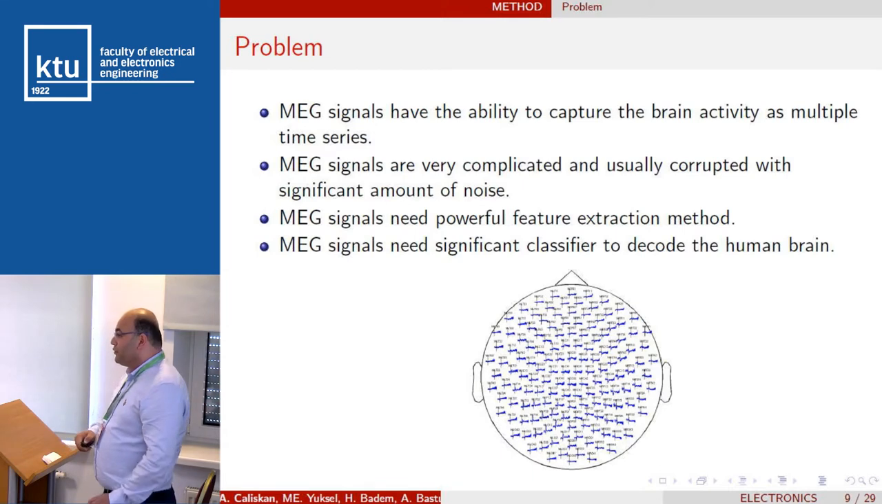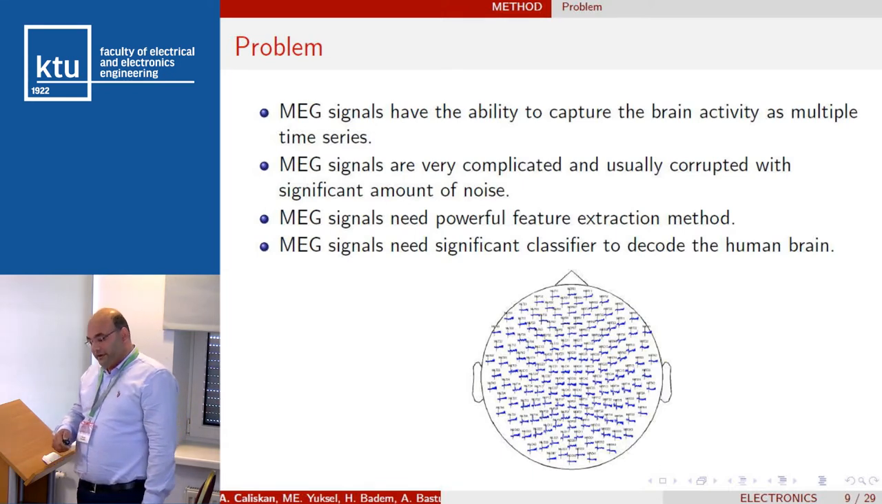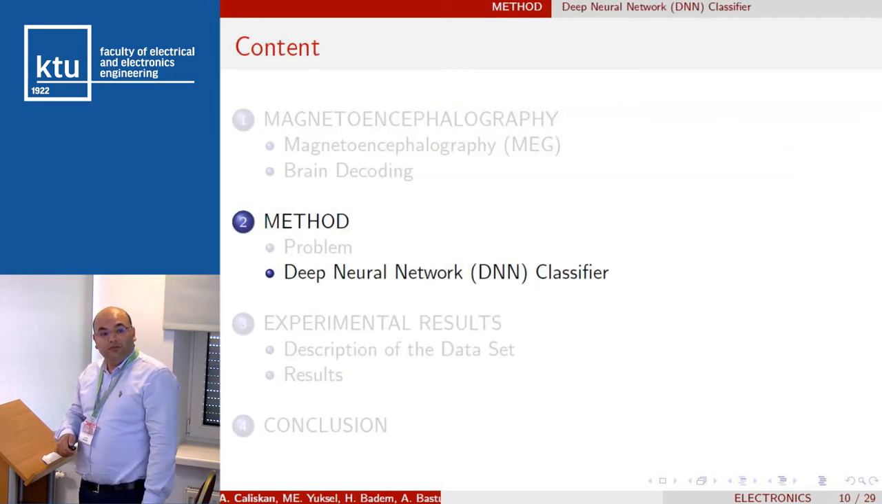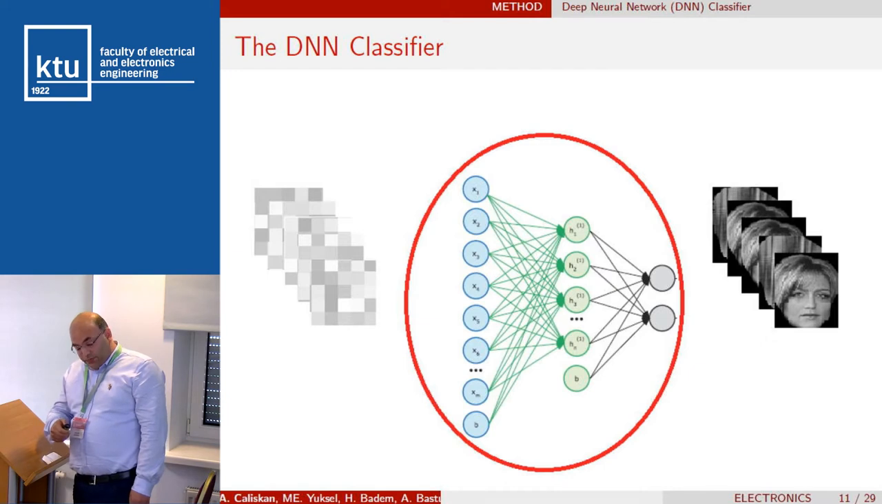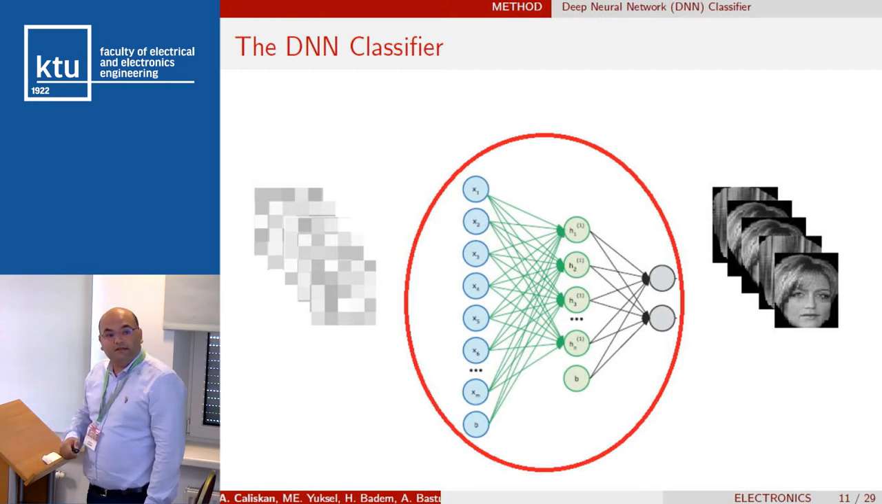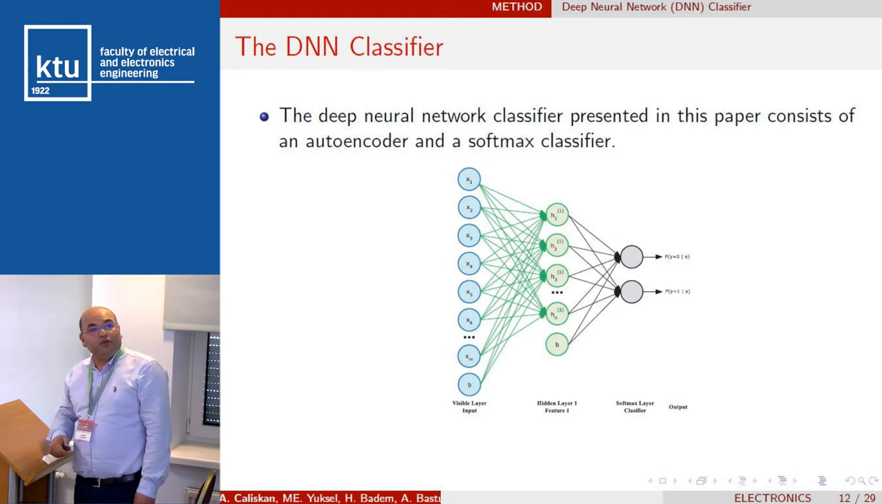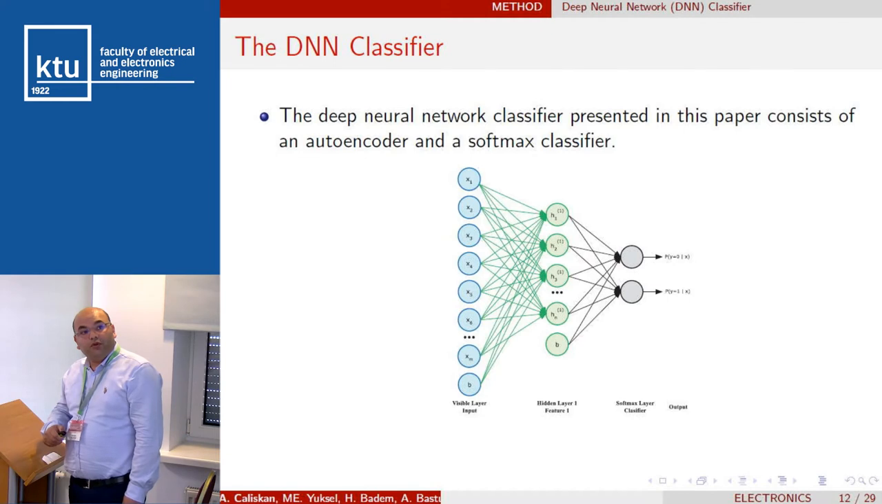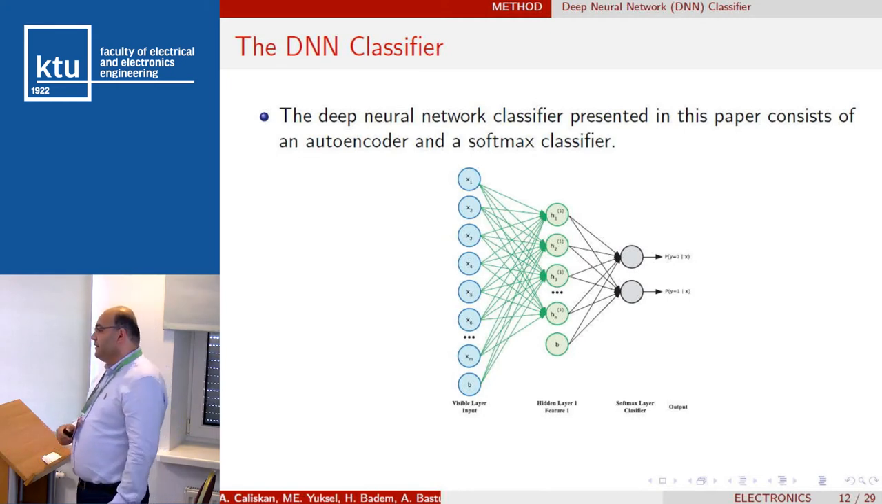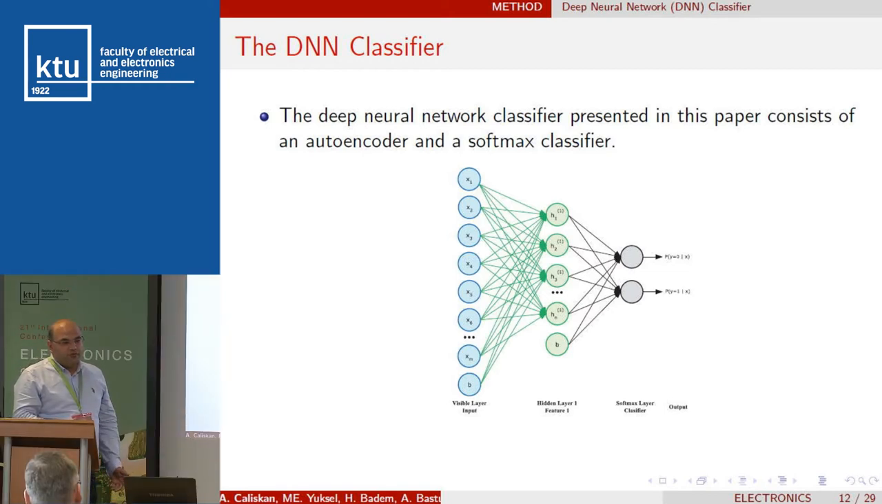In our work, we focus on designing a good classifier, and it is a very popular classifier: a deep neural network classifier. The pattern of the brain signals is sent to the classifier, and the classifier predicts whether the subject sees a scrambled face or a non-scrambled face. The proposed DNN consists of two parts: an autoencoder and a softmax classifier. The DNN classifier offers the ability of the autoencoder to produce latent features from raw features, and the capability of the softmax classifier to classify the labels correctly.